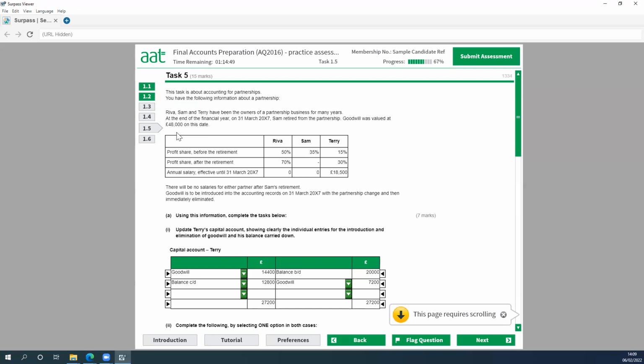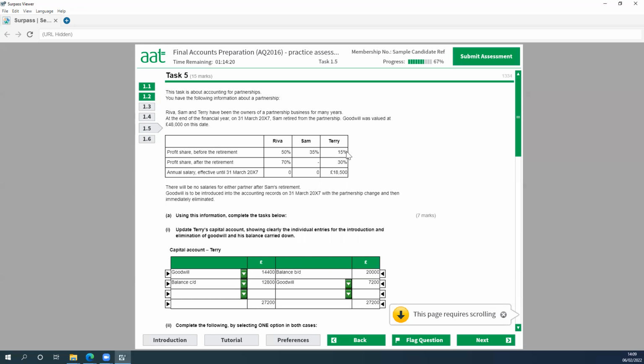So if I was in class now, I'd draw the goodwill account and I'd draw the capital account just so you can see how it all fits to start off with. And what I did is I allocated the goodwill to each of the partners. So I debited the goodwill for Reva, who's got 50%. So she's got £24,000 on the debit side. Sam has got 35%, so 16,800.